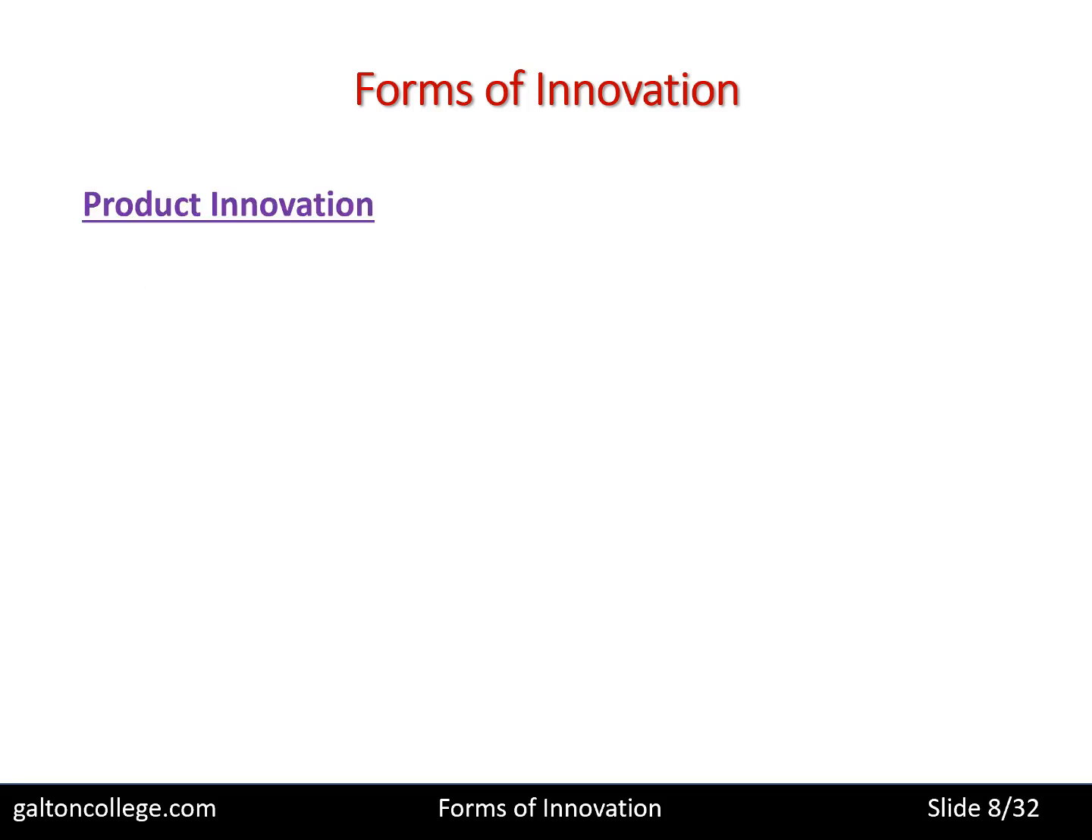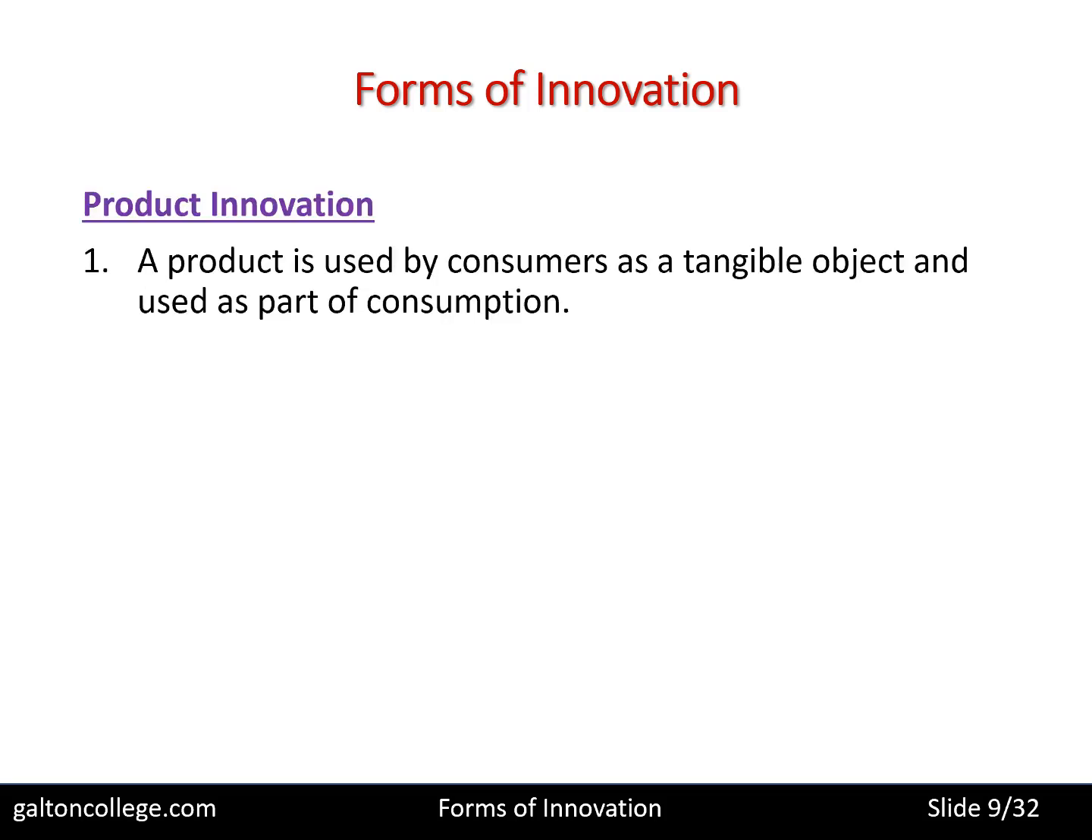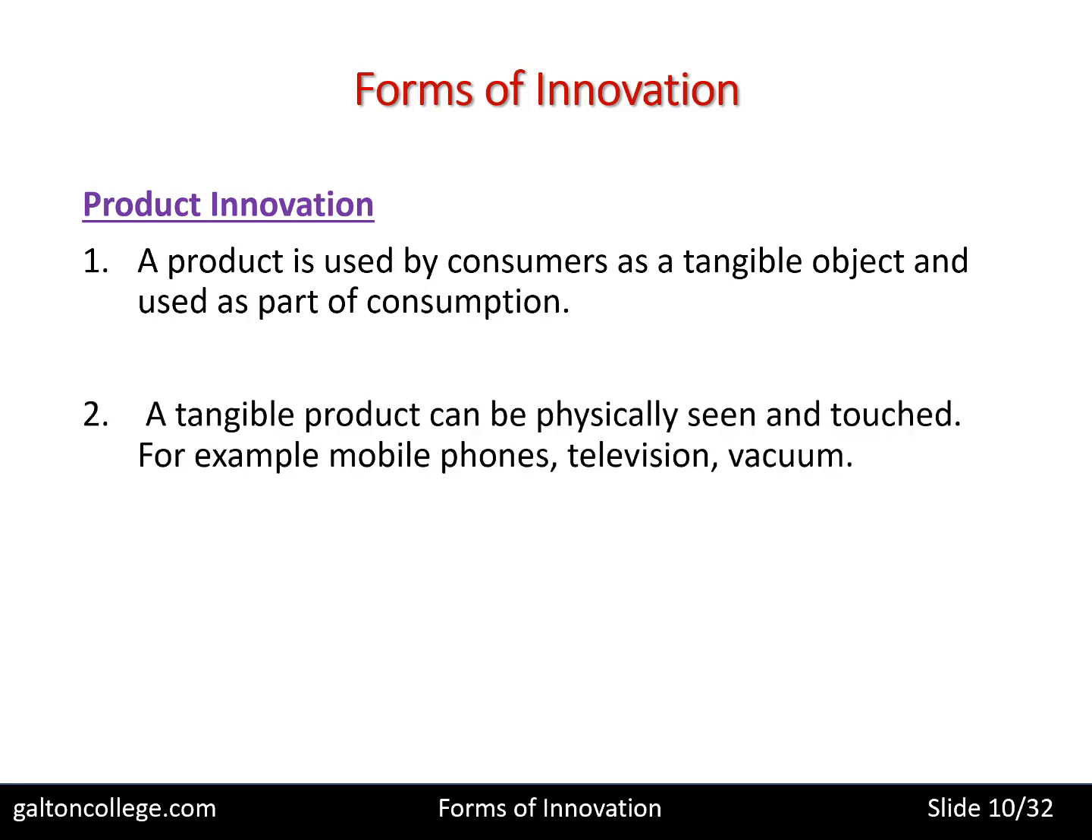Now, let's start with the product innovation. A product is used by consumers as a tangible object and is used as part of consumption. So a product tends to be tactile. We can touch it. It's a real thing. So products tend to be tactile. They tend to be tangible. We can see it. We can experience it. We can touch it. So that's the meaning of product.